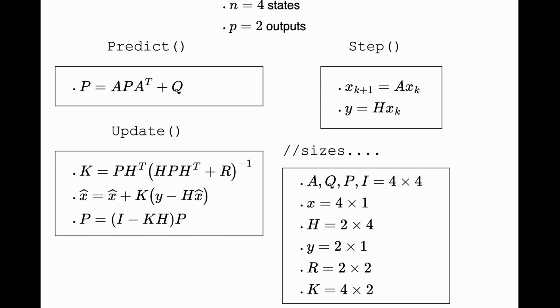Since we have 4 states and 2 outputs, A, Q, P, and I are 4 by 4, x is 4 by 1, H is 2 by 4, y is 2 by 1, R is 2 by 2, and then K is 4 by 2. This will be very important in defining your system in C++ after.